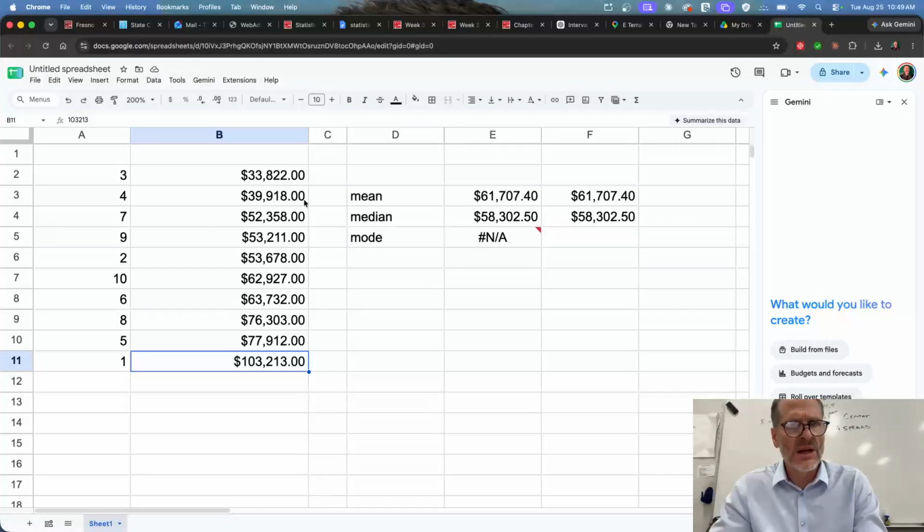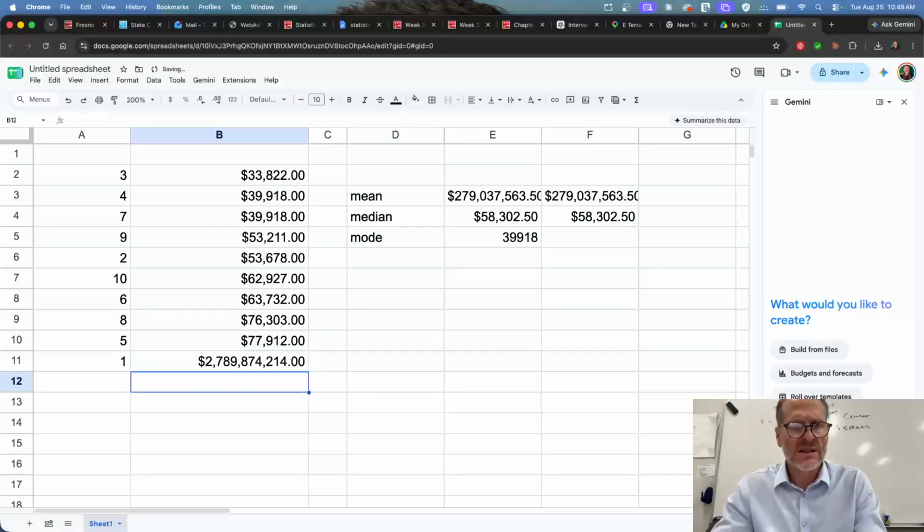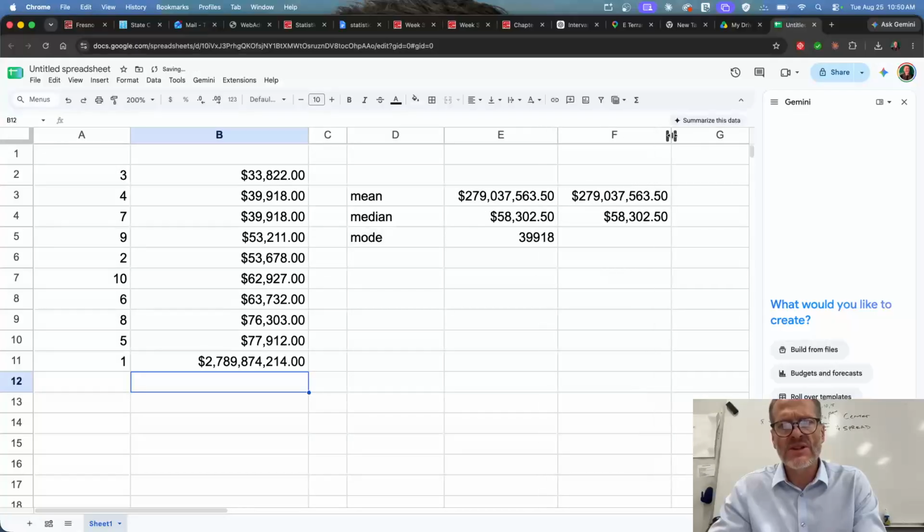Okay? And we're going to give like 2 people the same salary, just so that we have a mode. But this guy leaves, and Bill Gates walks in. How much does Bill Gates earn every year? $2,789,874,214. Okay, look at what happened. Which figure got really impacted by having an outlier? This is an outlier. Somebody making $2.8 billion a year is an outlier.